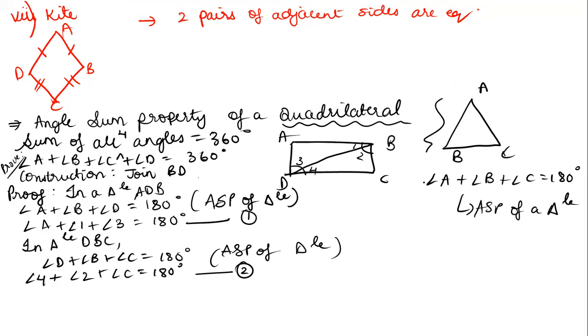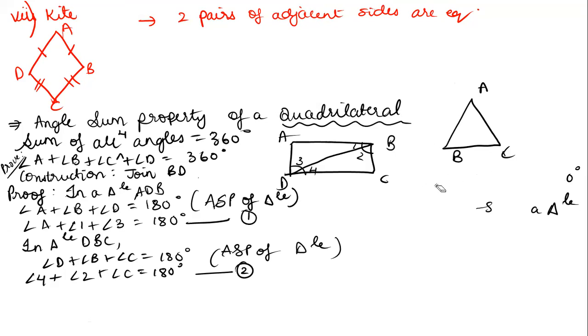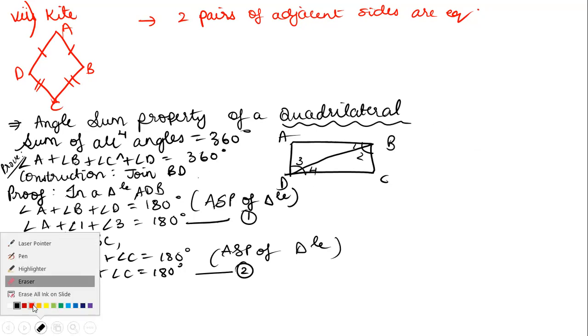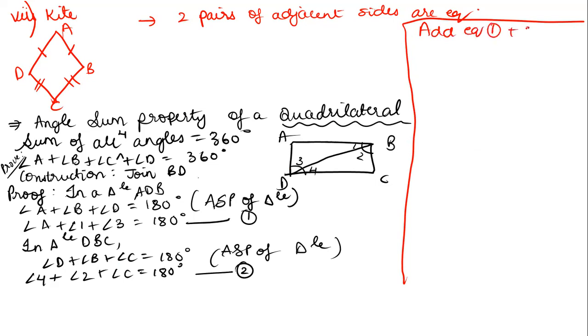I'm erasing this portion. I'll write the rest of the proof here on the side in a different ink. Now we have equation 1 and equation 2. Now add equation 1 plus 2. So what are equation 1 and 2? Here, this is equation 1, this is equation 2.